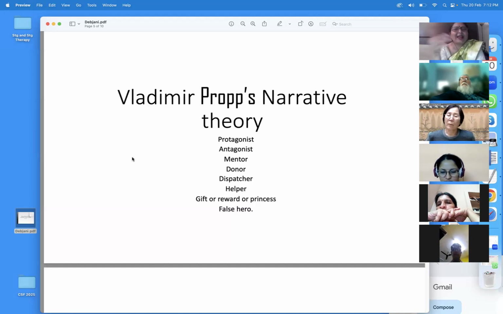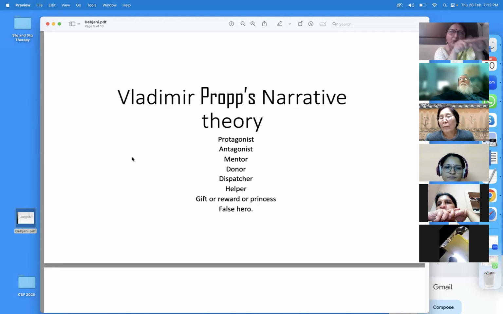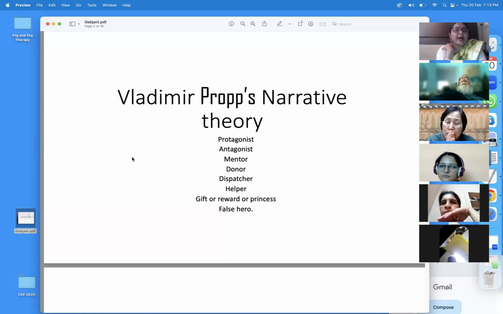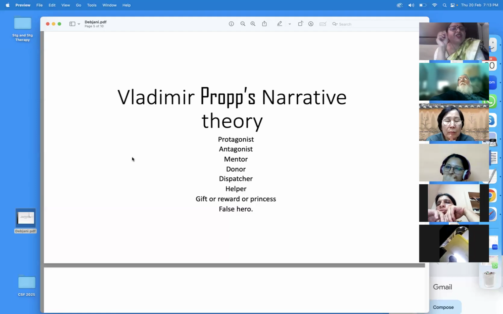And then we have the helper. Helpers can be sidekicks or allies who are always with the hero. They guide the heroes. Sometimes they give a commentary: no, you're doing this, no, you should do it this way. They're always there with the hero. So we can call them sidekicks, helpers, or allies. And then we have a gift or a reward, which could be a princess or a prince at the end. I myself don't like to call it a princess. I like to call it a reward or a gift that the protagonist will achieve at the end.